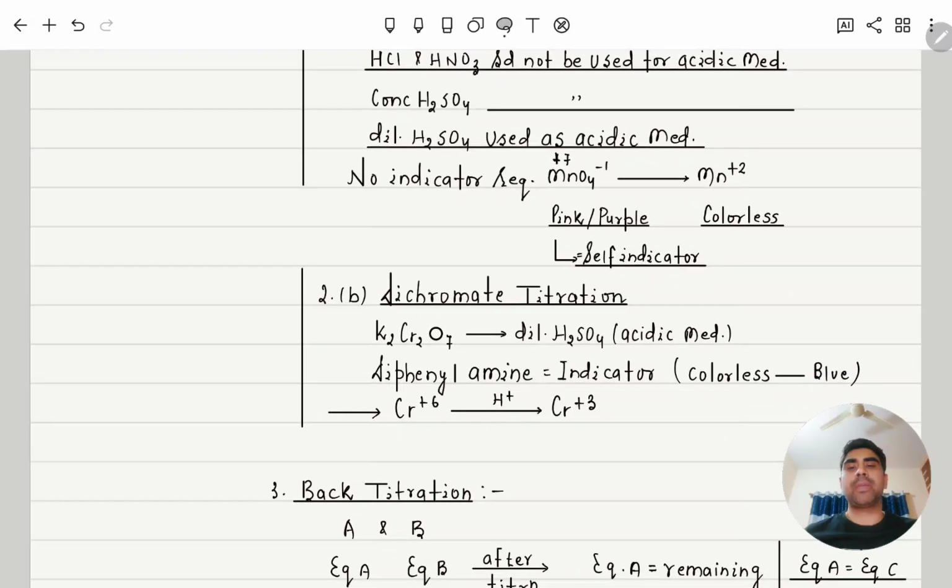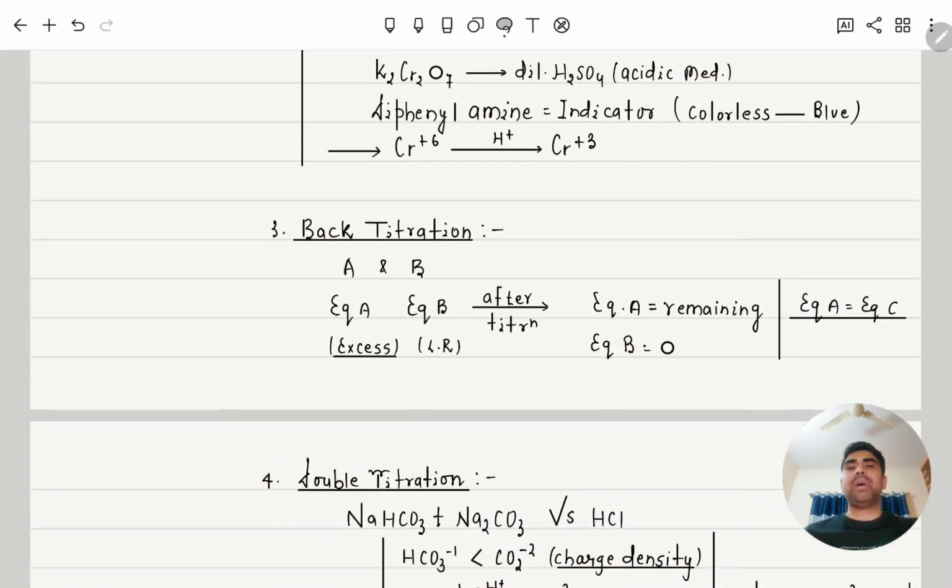Second, we are discussing dichromate titration under redox titration. Dichromate +6 will go to +3 in acidic medium, so it is getting reduced, from +6 to +3. The other will oxidize, meaning it is acting as an oxidizing agent. Here as an indicator we can use diphenylamine, and it will go from colorless to blue at the equivalence point. Clear? Next, back titration.